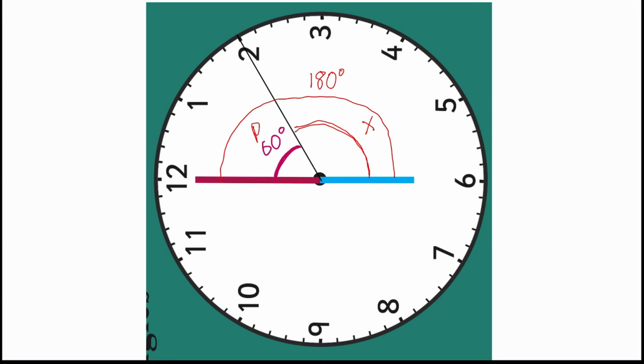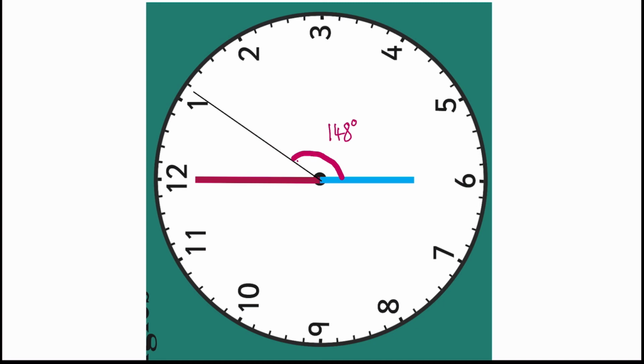Exactly. If we take the full straight line angle and we take away this little section here, which is 60 degrees, we know that we'll be left with whatever size our angle X is, won't we? So what's 180 take away 60? Exactly, it's 120 degrees. So we can say that angle X equals 120 degrees.